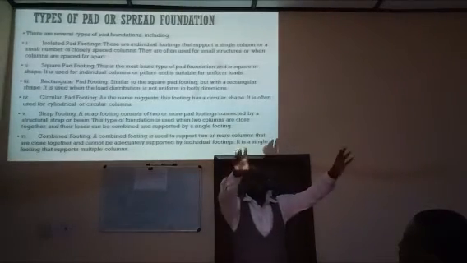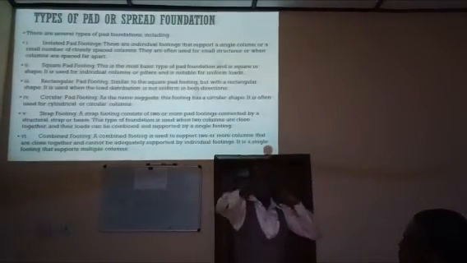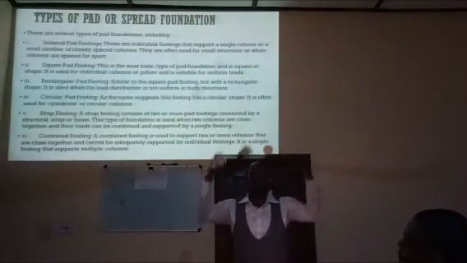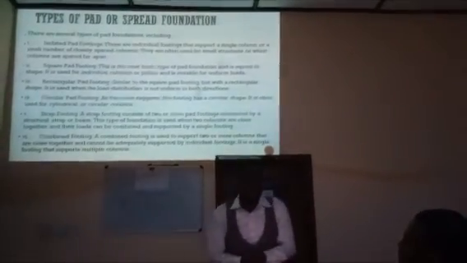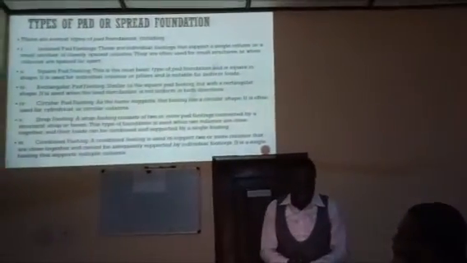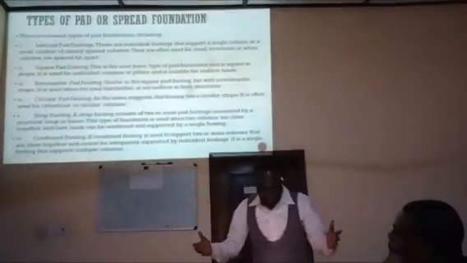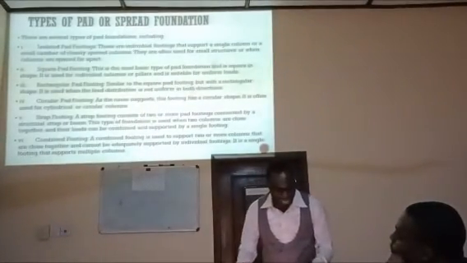Two parts connected by a strip, so you can be able to carry. That's to make it stronger. Then the last one is combined footing. The combined footing is used to support two or more columns that are closely together. So if the columns are together, we now make it. It's different from the strap footing a little.